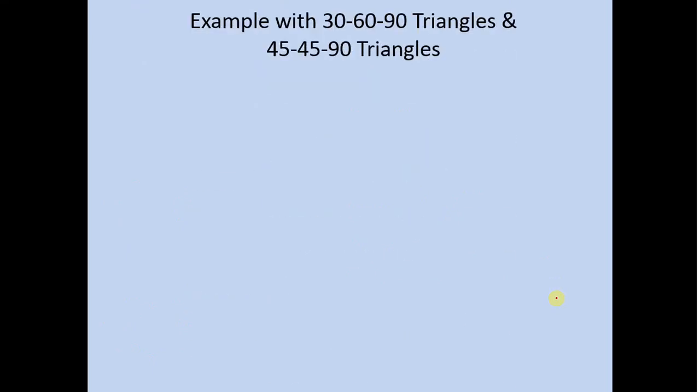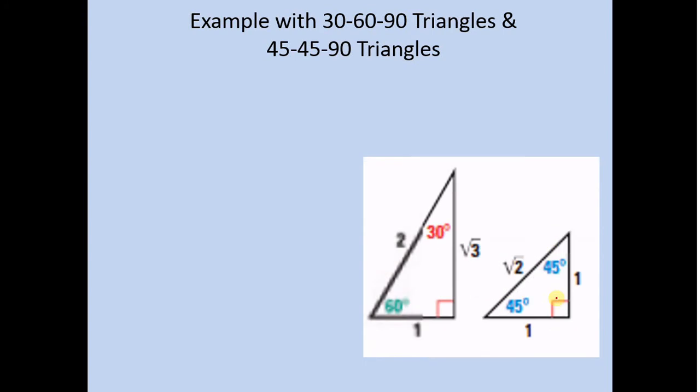Now, how about a triangle with 30, 60, 90, and 45, 45, 90? So these are very special. Remember, your small leg, your short leg is 1, so my hypotenuse is double, and then my long leg is the square root of 3 times my short leg. So now, what about the sine of 60 degrees? So I'm going to find the 60 degrees. Sine of 60 would be opposite over hypotenuse. So that's going to be the square root of 3 over 2.